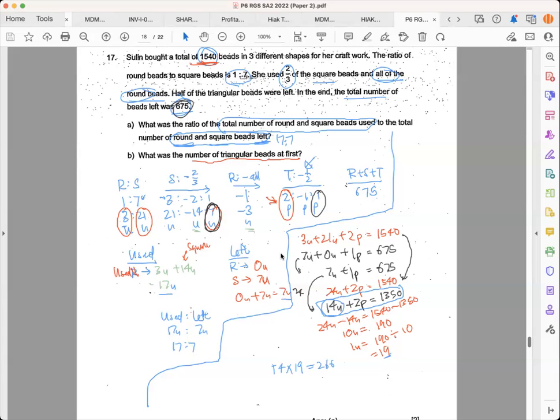And if I take 1350 minus away 14 units of 266, I'll get 2p. So 2p is 1350 minus 266. I'll get 1084. And that's the answer. That is 2p, which is the triangles at first. 1084.